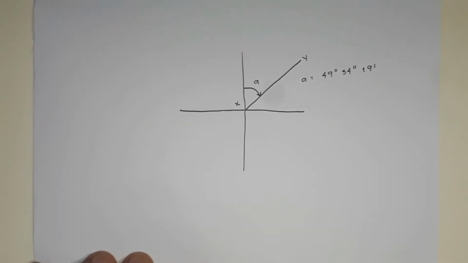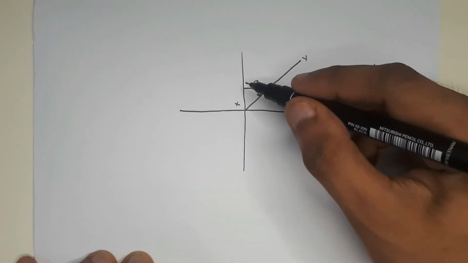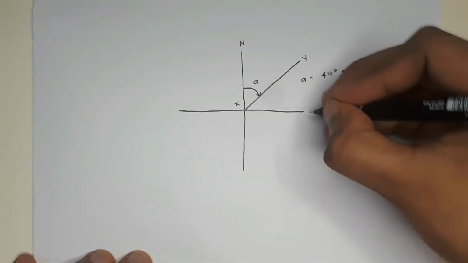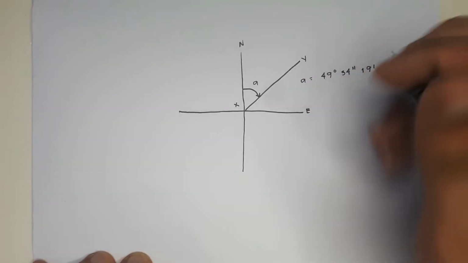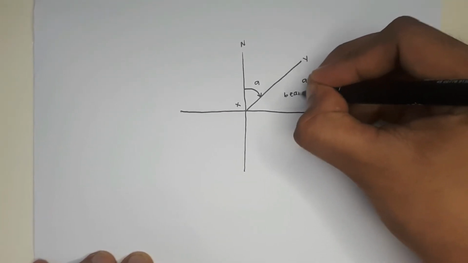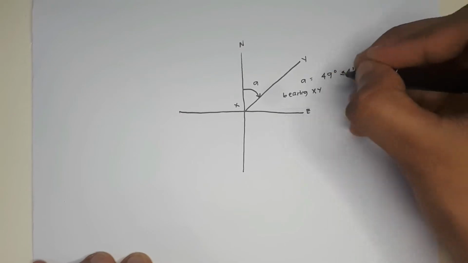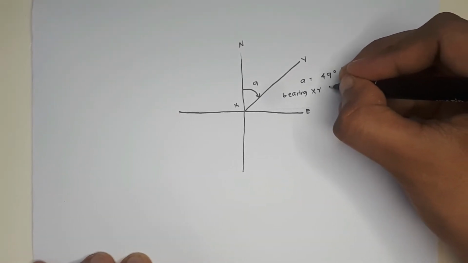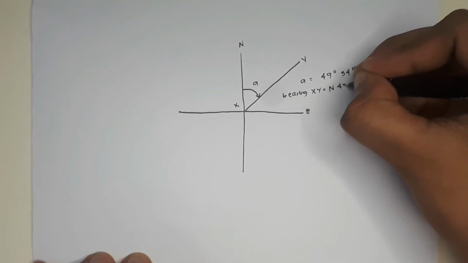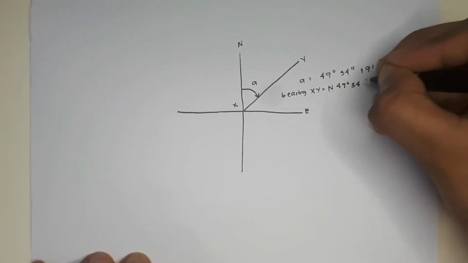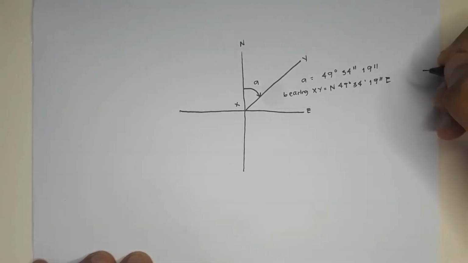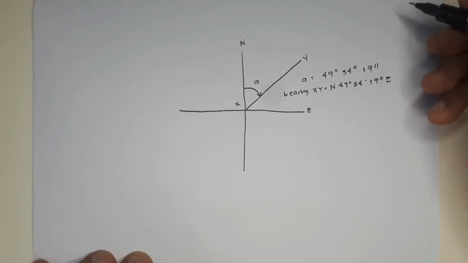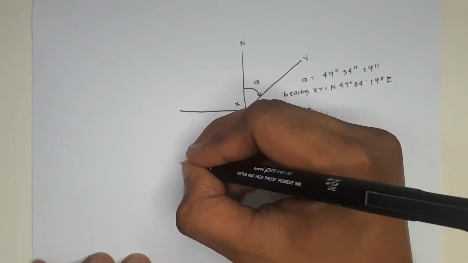The first thing that we need to identify is that our angle is on the northeast quadrant. So therefore, our bearing XY would be called north 49 degrees 34 minutes 19 seconds east.